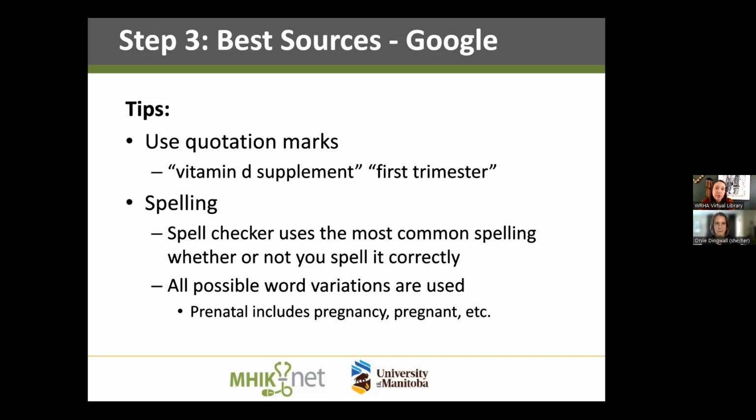Quotations will keep a phrase together. So for vitamin D, it will keep those terms together. Spelling, Google will interpret the words that you're using and the spelling. So it will pull in all the synonyms. So you don't have to necessarily use the OR terms, that Boolean operator OR, and it will look for prenatal, pregnancy, pregnant, with just using maybe pregnant as a term.